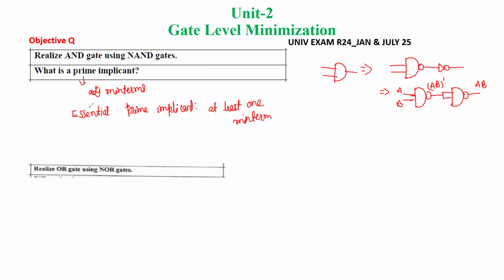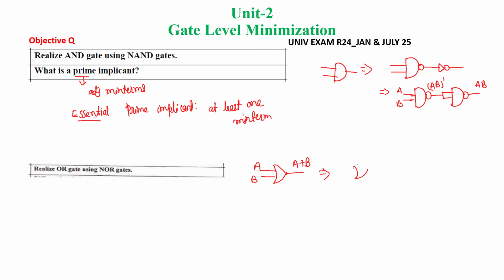Next, here we can have either prime implicants or essential prime implicants also. Now you are seeing that here they are asking: realize OR gate using NOR gates. Such type of question you are going to get. This is the simple OR gate. If you give the input A and B, the output is A plus B. These things you have to realize with NOR gates.